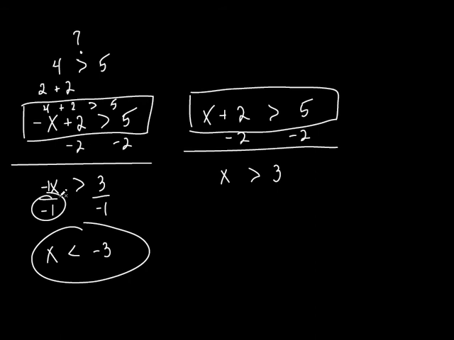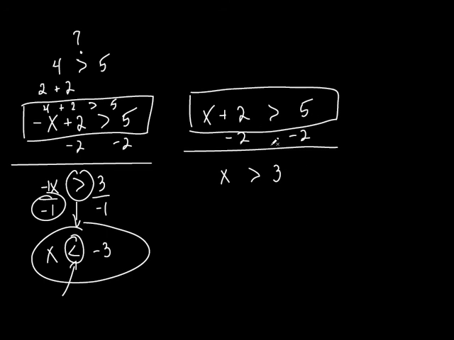So if you multiply or divide, you might want to write that down somewhere. I didn't write that down. If you multiply or divide by a negative, you must change the direction of the inequality. Do you see that? We went from greater than to less than. And why did we do that? We did it because we divided by a negative. Or if you multiply by a negative, the same thing.